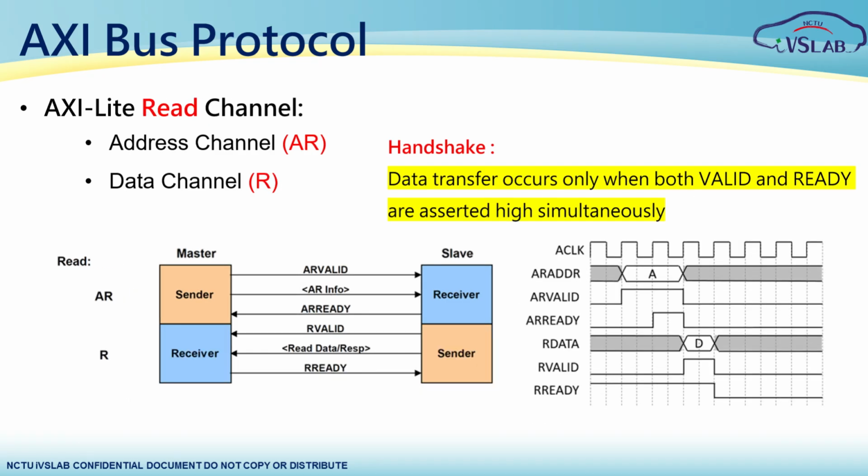Lastly, AXI Lite also includes 2 read channels. AR is the read address channel, which tells the slave from which address you want to fetch data, and R is the read data channel, which allows the slave to return that data to the master. Naturally, the exact same handshaking rules apply here as well.